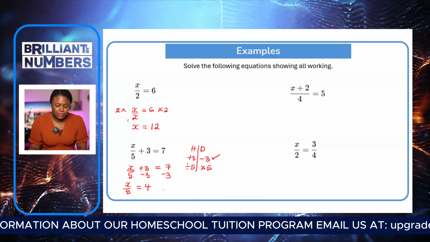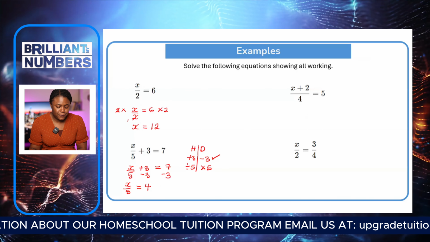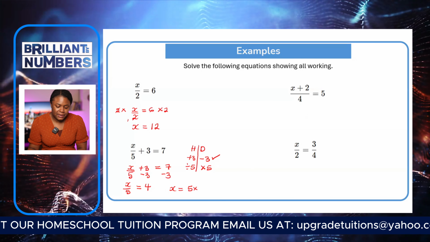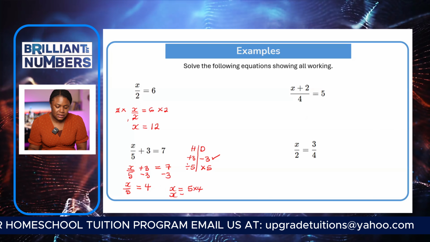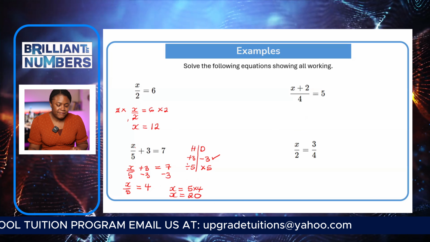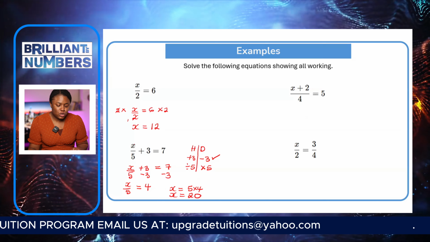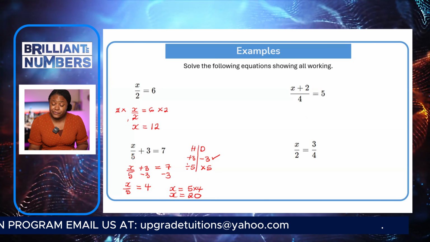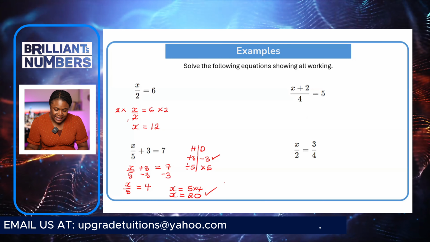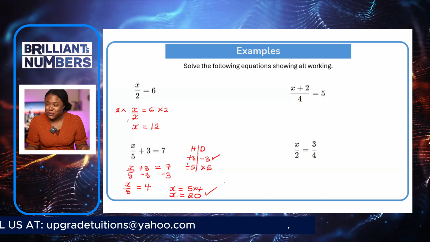So I've done this bit. My next step is to multiply by 5. So x is equal to 5 multiplied by 4, so therefore x is equal to 20. And I can check that quickly. If I put in x as 20, 20 divided by 5 is 4, and 4 add 3 is equal to 7. Clearly, I know that I am correct.